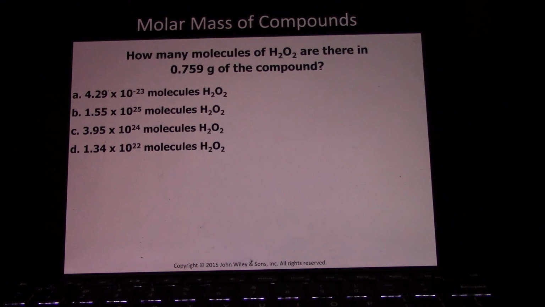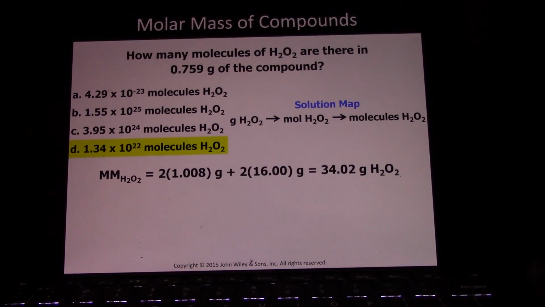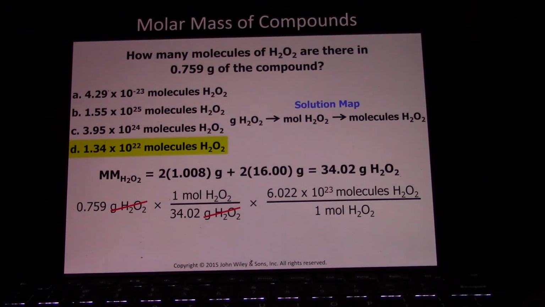How many molecules of hydrogen peroxide are there in 0.759 grams of the compound? Well, we convert grams into moles. How? You find the molar mass of hydrogen peroxide, H2O2. We add up 2 hydrogens and 2 oxygens to get 34.02 grams per mole. And then we convert grams into moles, into molecules, 1.34 times 10 to the 22nd molecules of hydrogen peroxide.